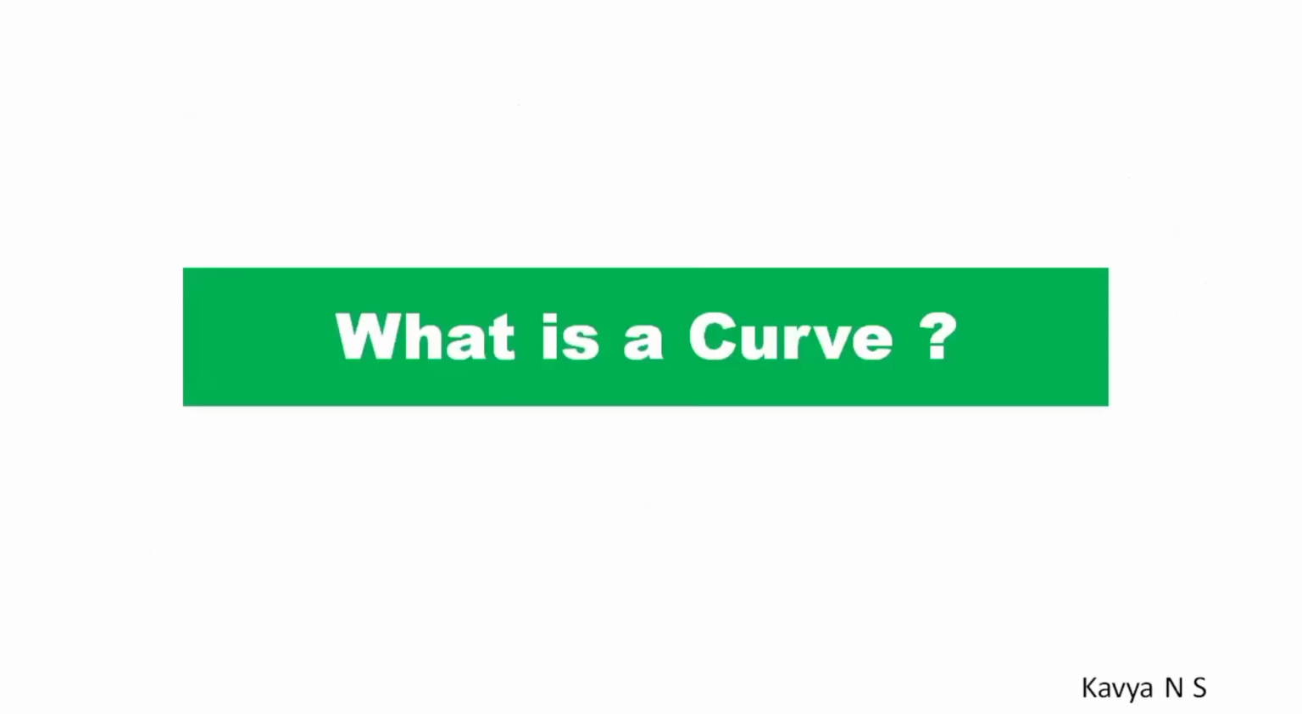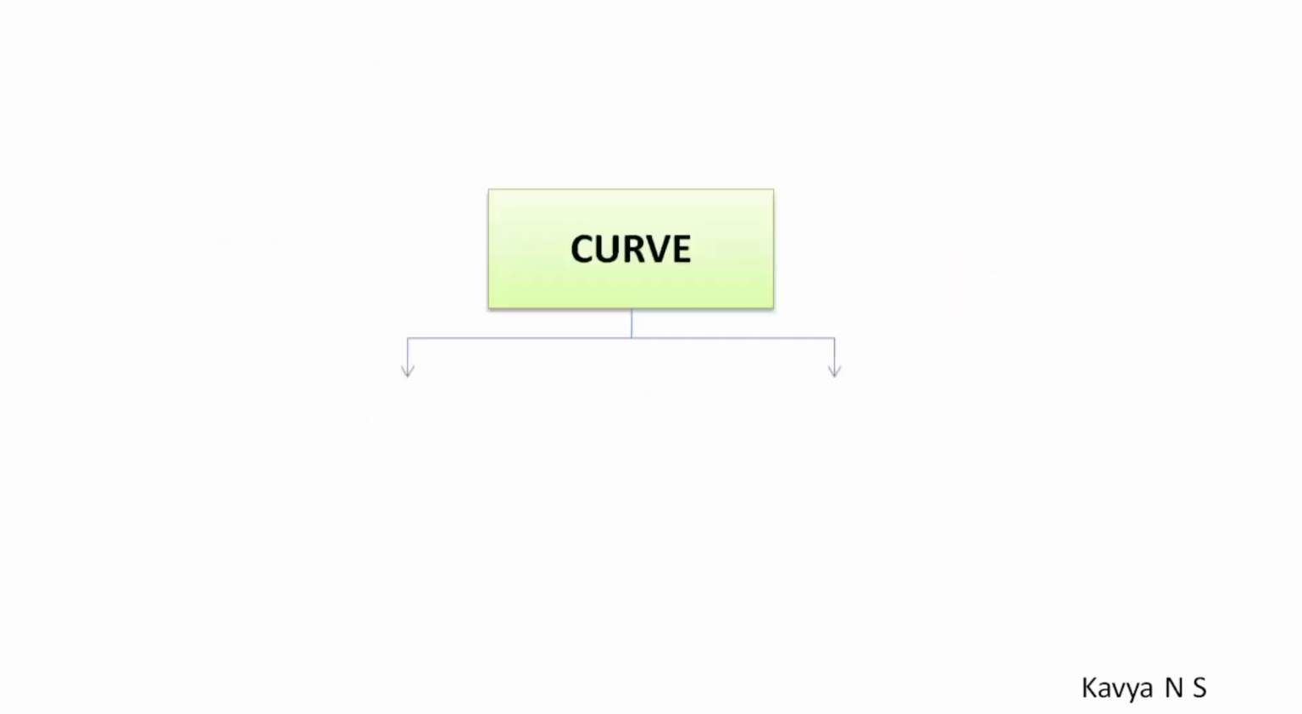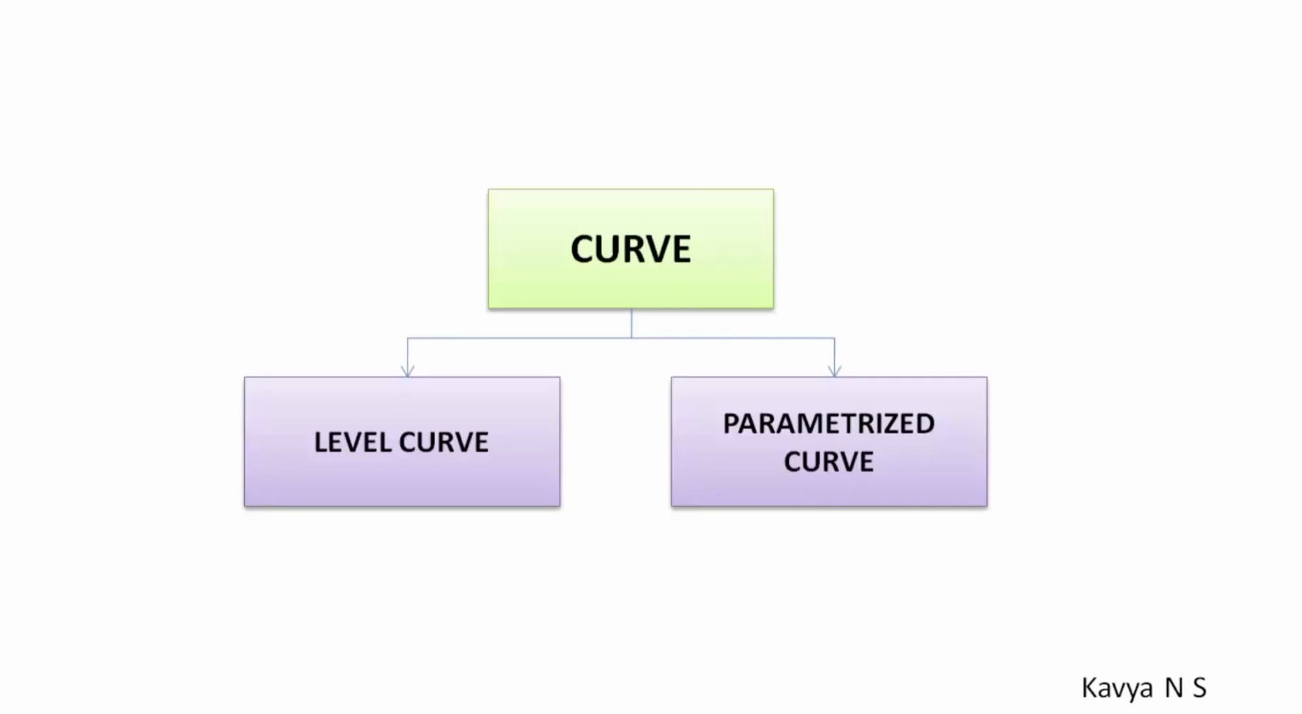First of all, we shall understand what a curve means. If I ask you to give an example of a curve, you may say a circle, a parabola, a straight line, right? But how to define it? For that, there are mainly 2 ways: defining it as a level curve or as a parameterized curve.